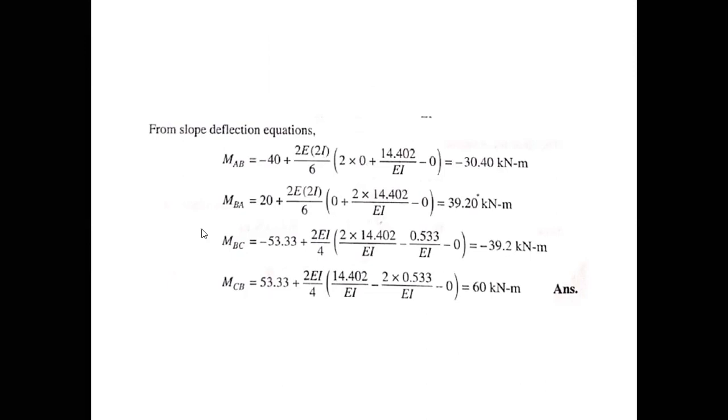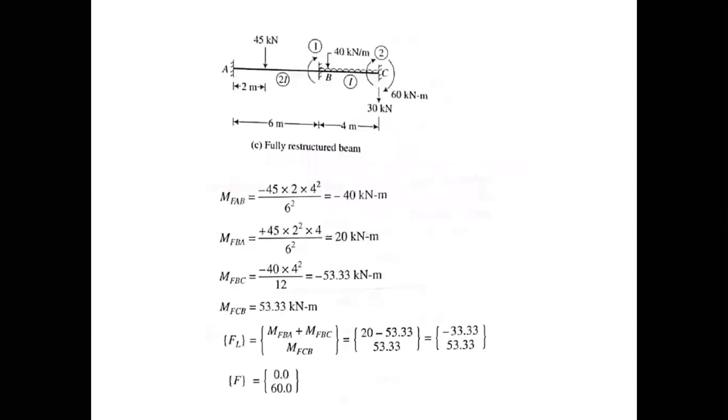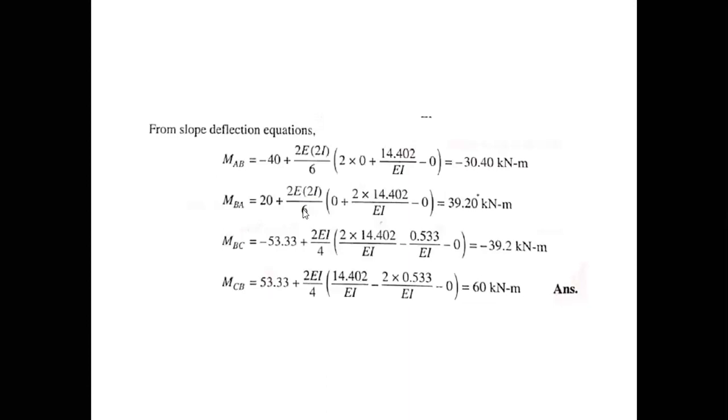kilonewton meter. Similarly, MBA is 20. This 20 is MFBA. We have calculated MFBA is equal to 20. So this is 20 plus 2EI upon 4EI, sorry, 4EI upon 6. This will come to 39.20 kilonewton meter.